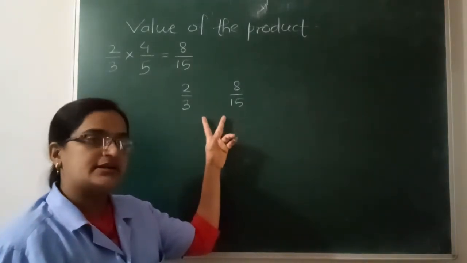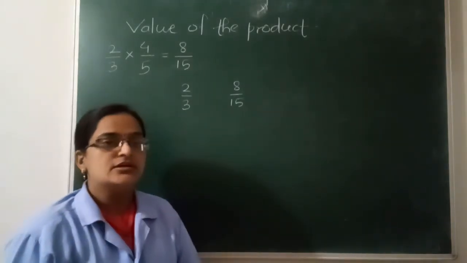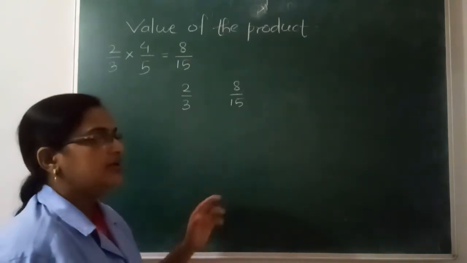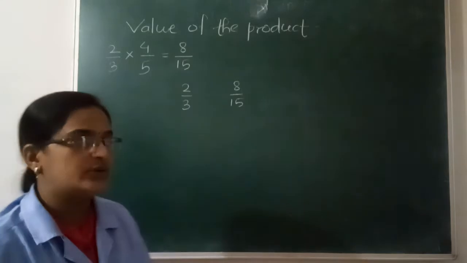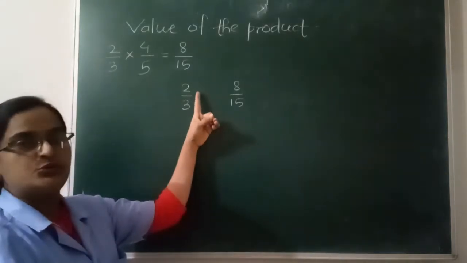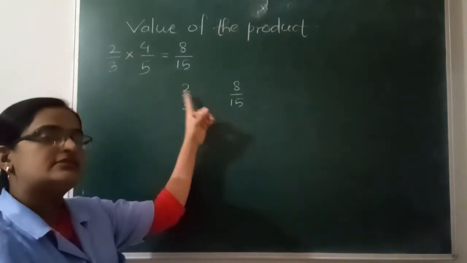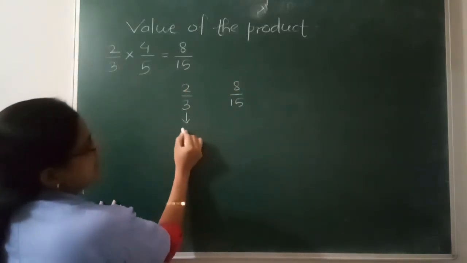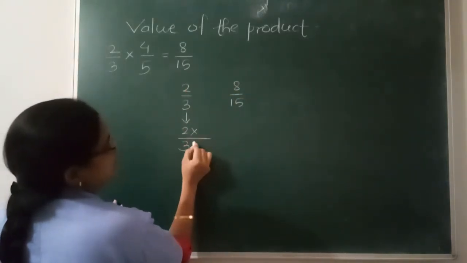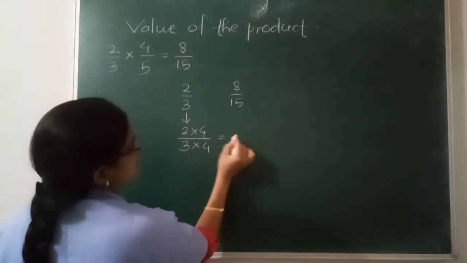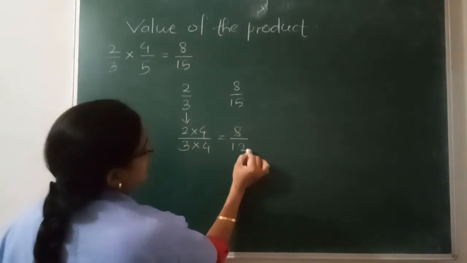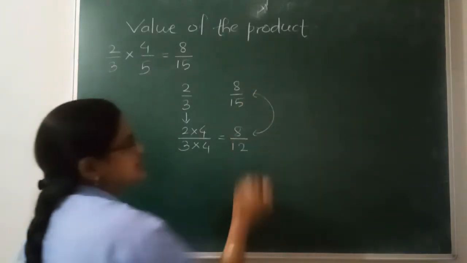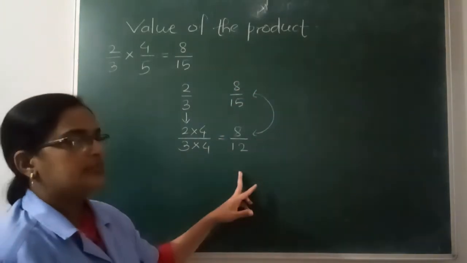In an earlier standard you have studied how to compare fractions. You should make their denominators equal and compare them. Or even you can make their numerators equal and compare them. Here purposely I am going to show you how to make the numerators equal and compare them. So here it's 8, here it's 2. If I multiply this fraction by 4, what shall I get? I will get here 8 upon 12. Are you getting?